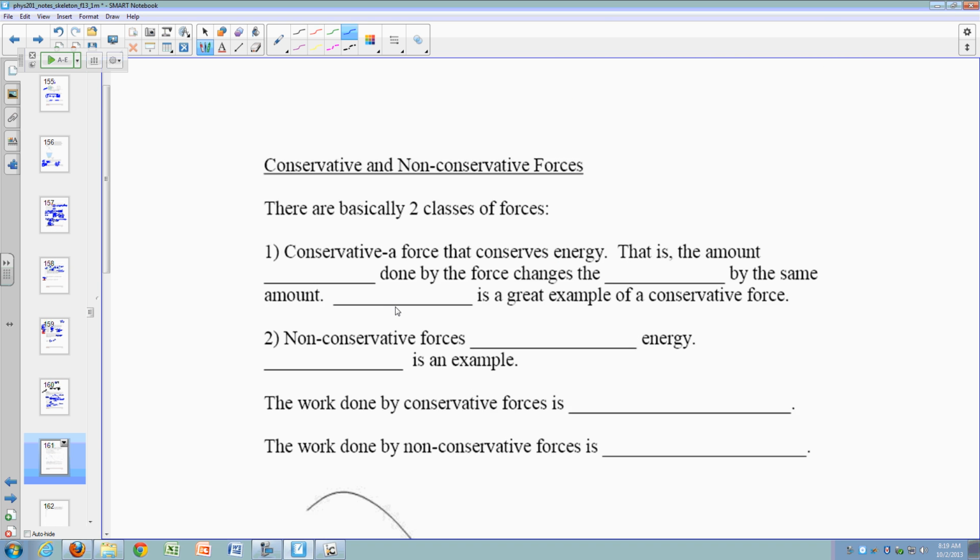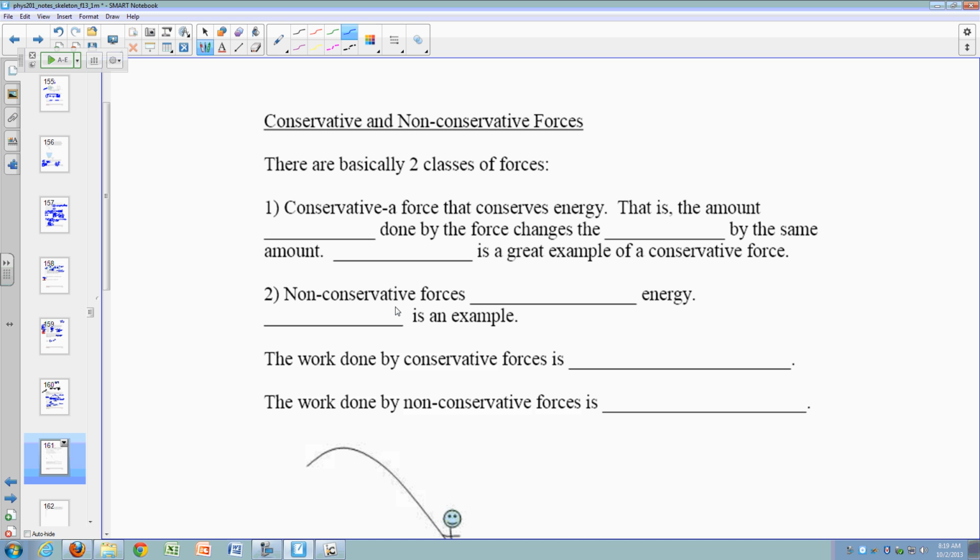Let's look at conservative and non-conservative forces. So these are two classes of forces. We have lots of different classes, it seems like, right? Different types of forces, but these are two types of forces. A conservative force is a force that conserves energy. So the amount of work done by the force changes the energy by the same amount. A good example of a conservative force is a gravitational force.